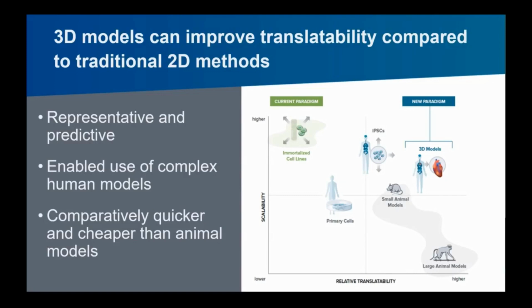Another point here is that it can be used with patient-derived cells to help improve their relevance further. And when you compare it to in vivo animal models, these systems can be a bit easier to scale and comparatively quicker and cheaper. This can allow more iteration and a more targeted approach to answer critical questions.